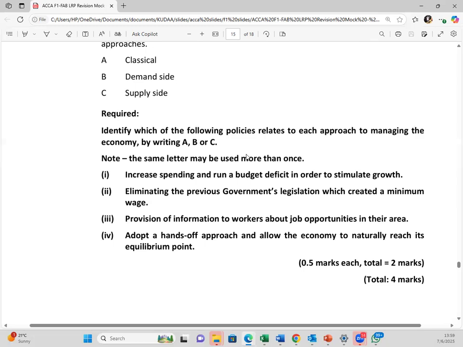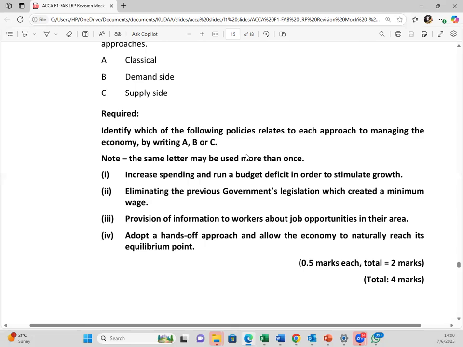Then we have item 2, eliminating the previous government legislation which created minimum wage. So this one, there was a minimum wage. It means there's a factor of production which the government was controlling. So this tends to minimize supply. If the government is to intervene and put things such as minimum wages, that can restrict supply because companies will end up hiring few employees. So that one is the supply side.